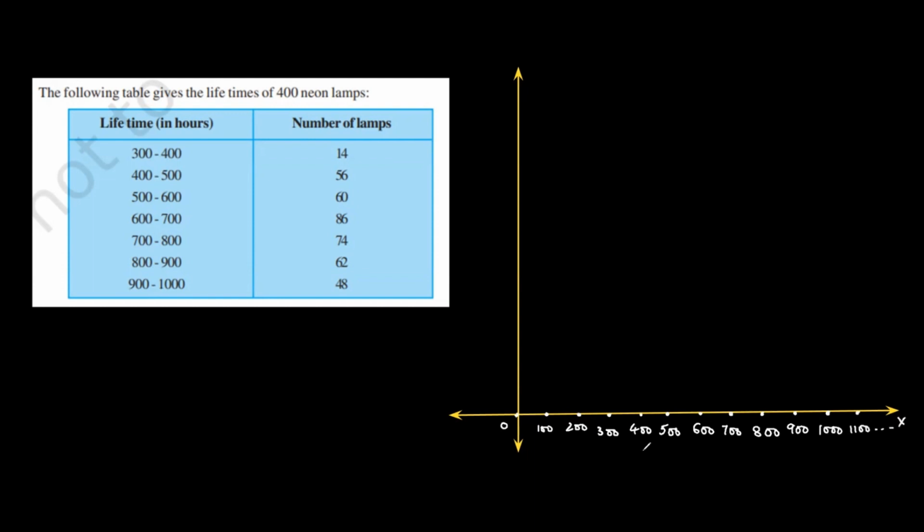So lifetime is considered here, and we'll mention it very clearly: lifetime on the x-axis, whereas number of lamps on the y-axis. If you see the frequency column, you will come to know that it is better to take 1 centimeter equal to 10 lamps as the best scale for this question. So I'm taking it in such a way.